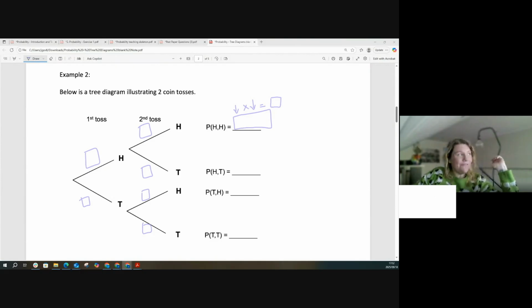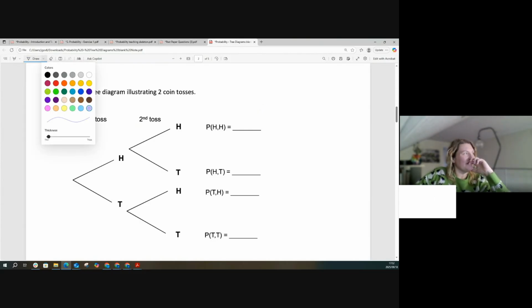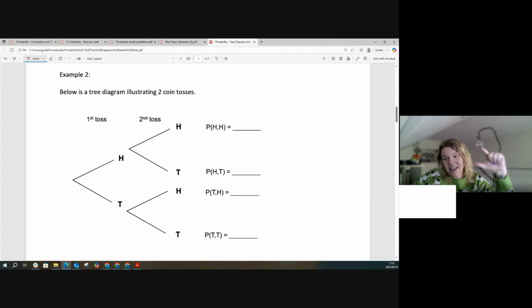Okay, I'm going to fill in my tree diagram. So when I have a coin, I could either get heads or I could get tails. So I have a half of a chance of flipping each of them. And then again, I would have a half of a chance. So my probability of getting heads and then heads would be a half times a half, which is going to give me a quarter. And it'll be exactly the same for the others.